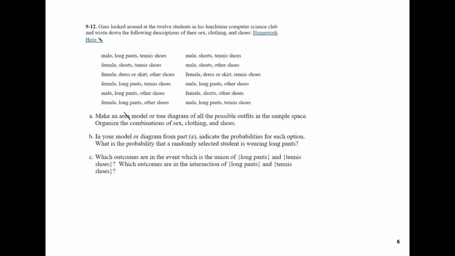Okay, well, we can't make an area model because there are more than 2 things that we are talking about. So we are going to have to make a tree diagram. So the first thing that we can choose from is the gender. So when we make our tree diagram, we can have males or we can have females.